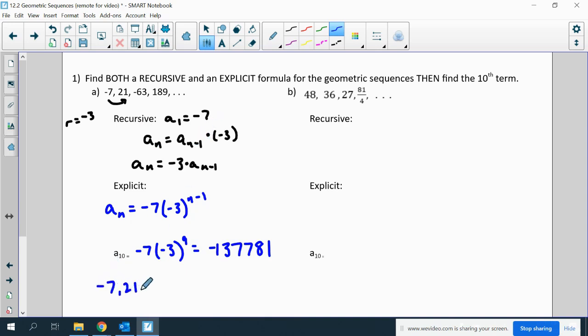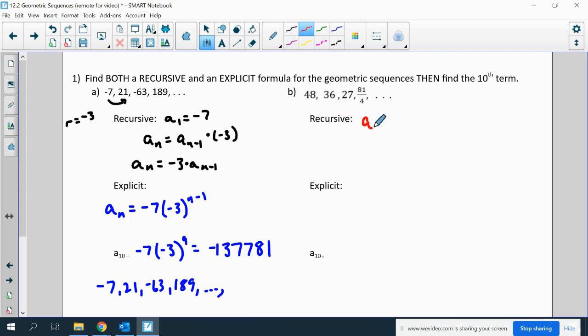I can also find this recursively if I found each term in sequence: -7, 21, -63, 189, and then I keep going and find the 9th term. Then I take the 9th term times -3. So I could find it in a recursive form as well.